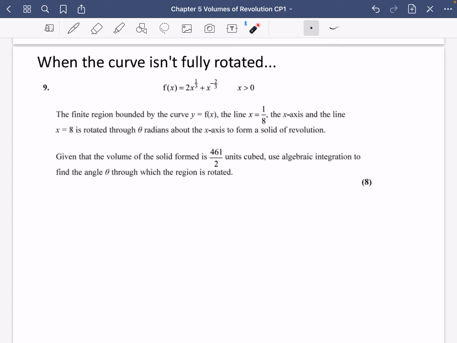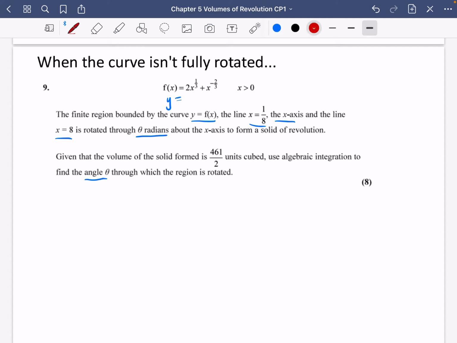So they've told us f of x, remember that's the same thing as y equals, and it says the finite region bound by the curve y equals f of x, the line x equals 1/8, the x-axis and the line x equals 8, is rotated through theta radians about the x-axis to form a solid of revolution. Given that the volume of the solid formed is 461 over 2 units cubed, use algebraic integration to find the angle through which the region is rotated.